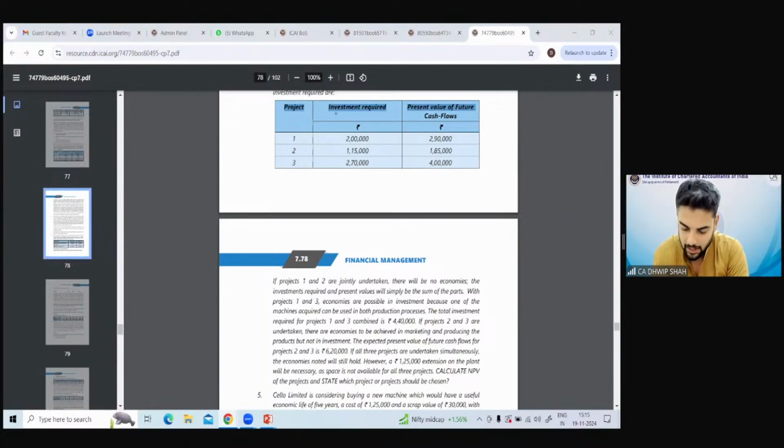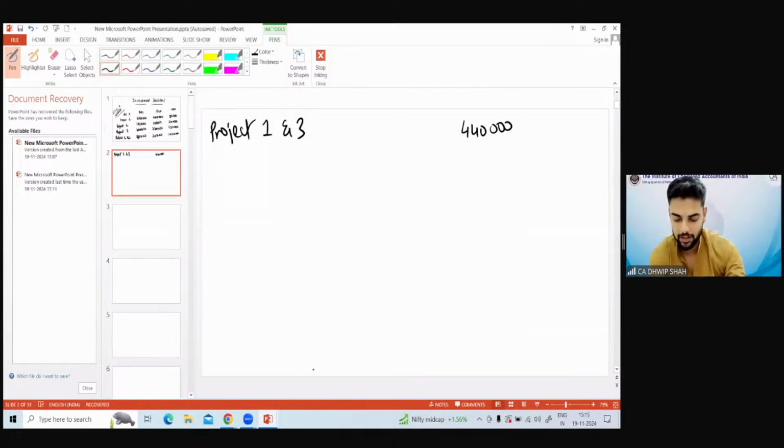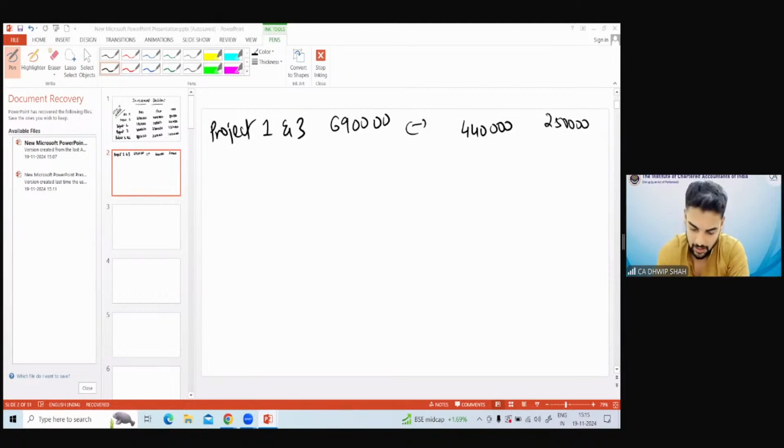290 plus 4 lakh if project 1 and 3 are taken together. So it would be 690 because there is no economies, no additional savings in PVCI if project 1 and 3 are taken together. So when I say it comes to 250, yes, correct. Kiran is correct.